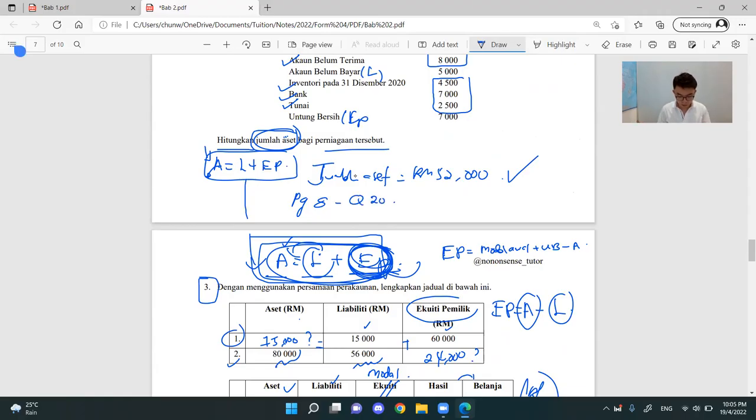It's time to refresh your memory. Okay, all those pengiktirafan hasil dan belanja, entiti perasingan, peterusan, usaha berterusan, ketegalan, all these things. It's time to use back and apply to the questions.